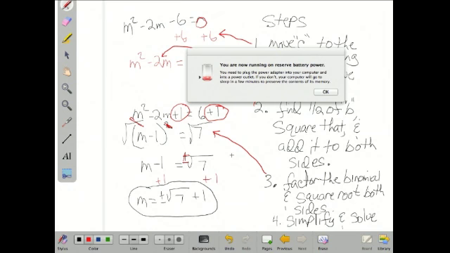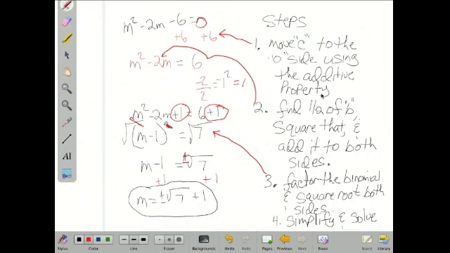Alright, so we're going to use the additive property to get m by itself, and that's our simplification step. We're left with m equals plus or minus the square root of 7, plus 1. If we wanted to calculate the square root of 7, we'd use our calculator to do that, and I believe the square root of 7 is 2.6 something. So anyway, you enter that in your calculator, you add the positive value of the square root of 7 to 1, and you would find the negative value of 7 to 1, and that would be your two answers.